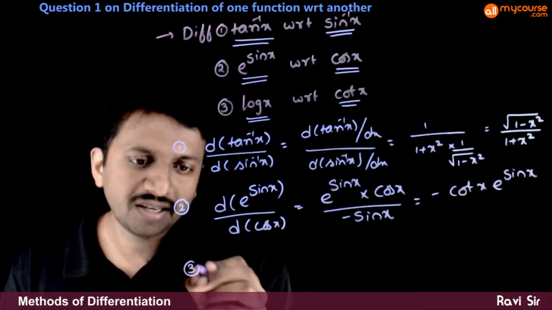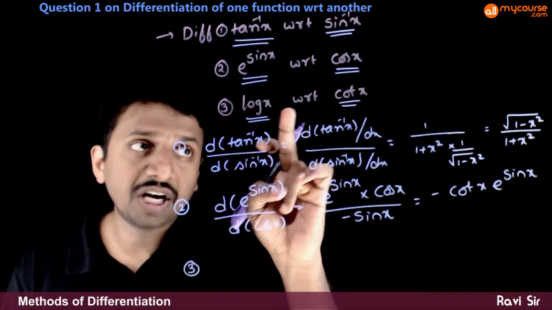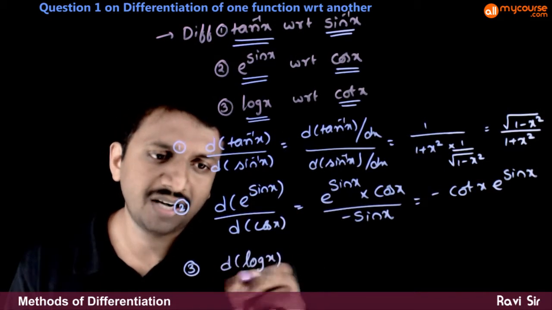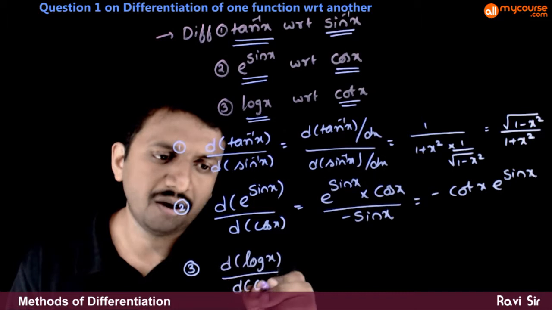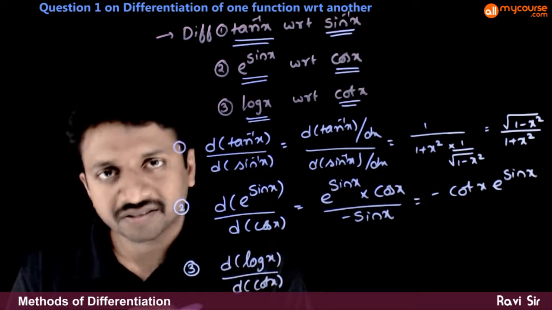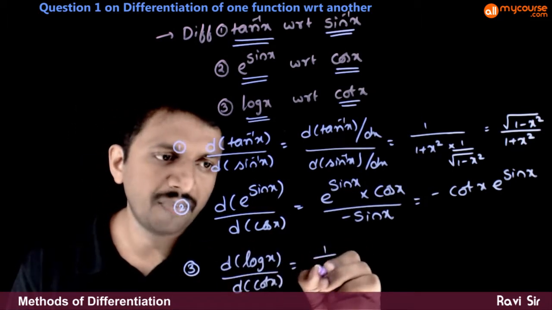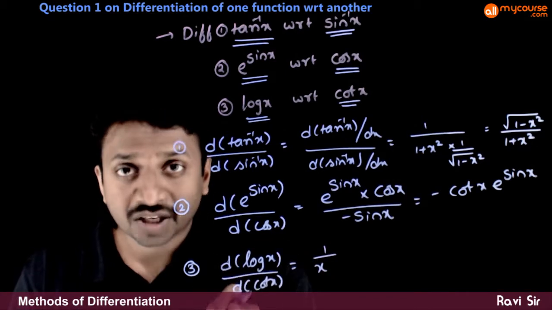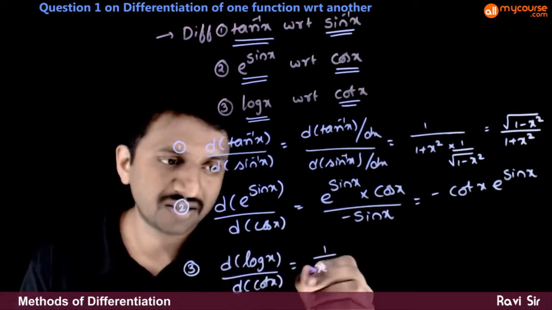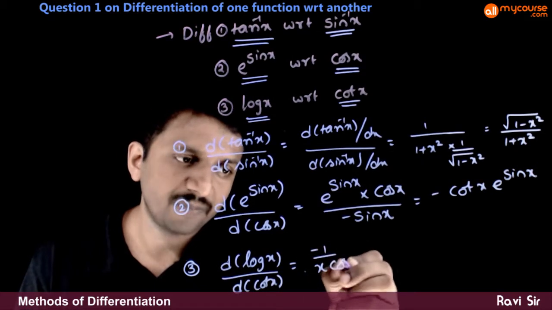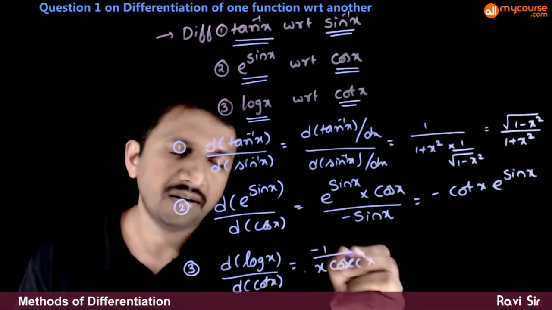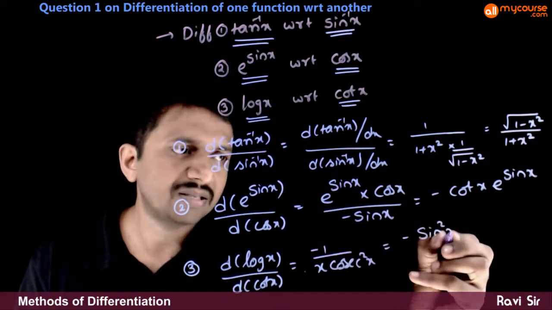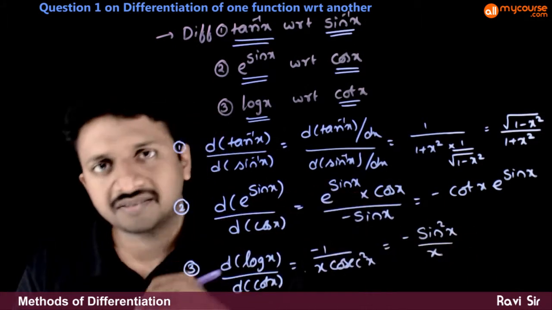So let us go to the third part. Differentiate log x with respect to cot x, that is d of log x by d of cot x. That is equal to 1 by x, which is the differentiation of log x, by the differentiation of cot x, which is minus cosecant square x. So we get minus cosecant square x. That is equal to minus sine square x by x.